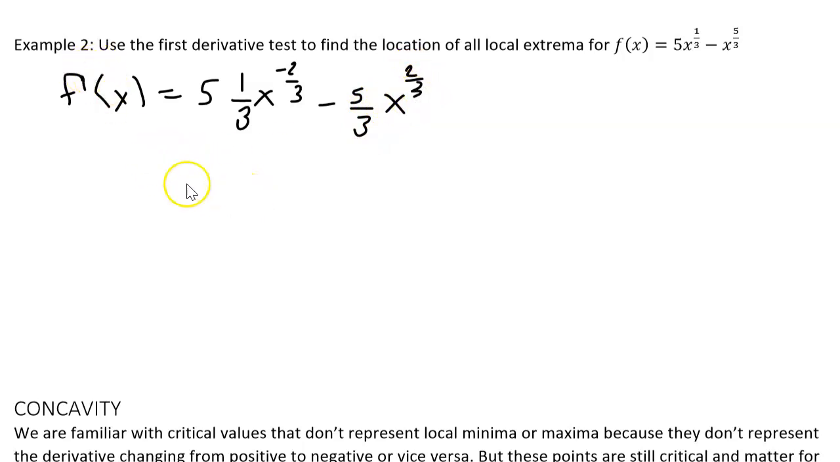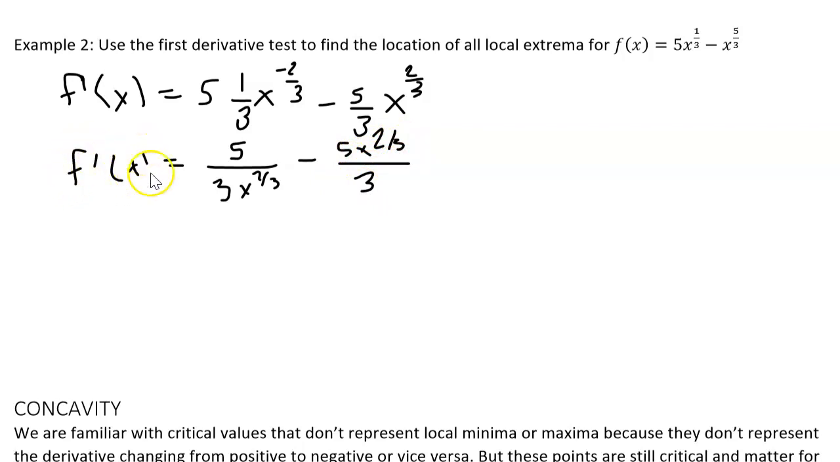Simplifying this down, I'm going to keep the 5 in the numerator, the 3 in the denominator, and the x to the negative 2/3 is going to become a positive factor of the denominator. Then I've got 5 with an x to the 2/3 in the numerator over 3. So here's my derivative. I need to set this expression equal to 0 and solve for my x.